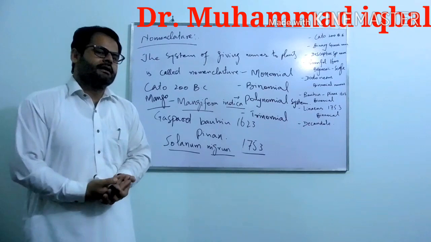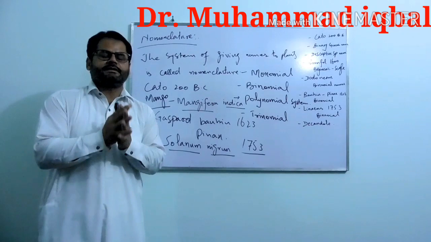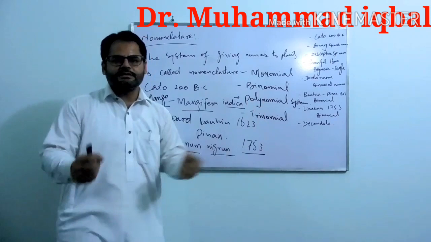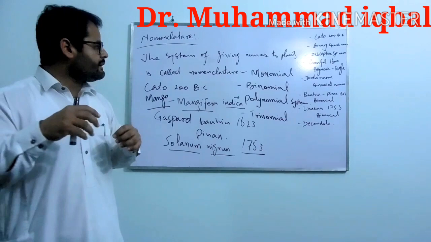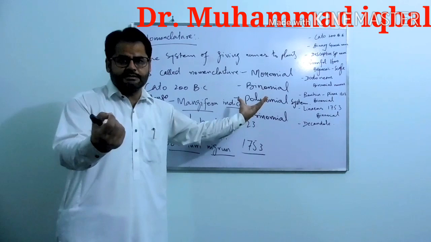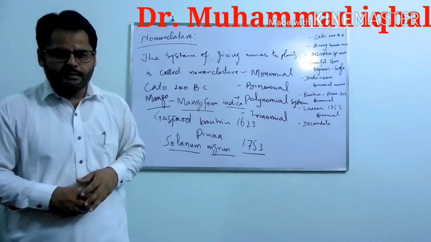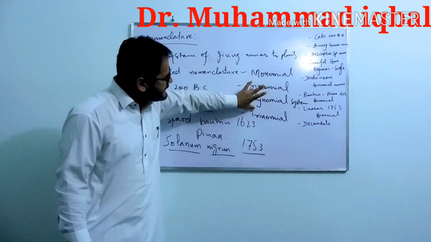polynomial system. The polynomial system means the system of giving many names to plants. In this concept, the name of the plant consists of many parts, and in some cases the name of the plant may be in the form of a whole sentence, or it may be in the form of a whole paragraph. So these names were difficult to pronounce.